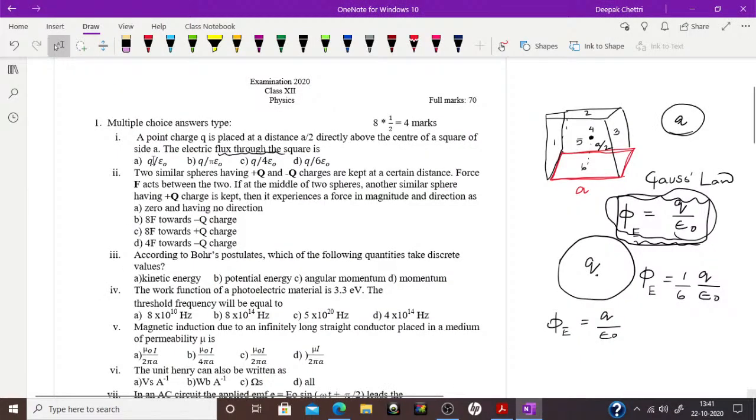How do we know it? See, they have written here the electric flux through the square. Which square? The square that they have talked about here. So they are asking us to find the electric flux through the square they have told us. That's why we know it's only through one surface. The other surfaces we are the ones who have created, so they cannot ask for them. If it was for the whole surface, then they would have mentioned that.